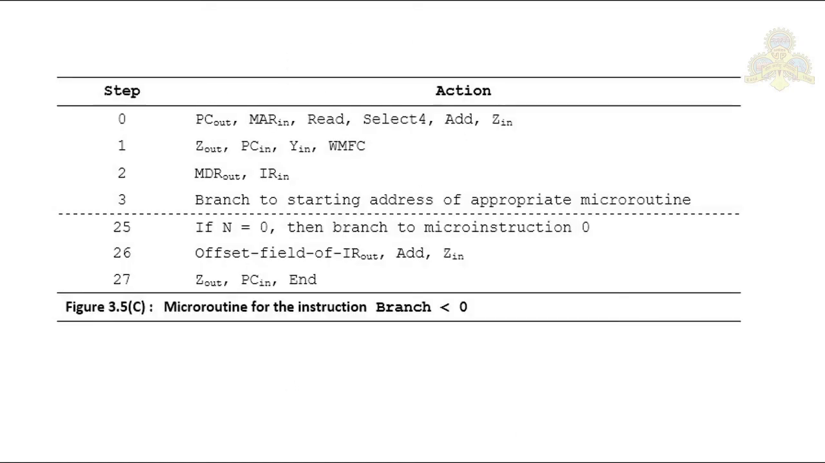Now here is an example. This is a micro routine for the instruction branch less than 0. Let's consider these are the memory addresses 0, 1, 2, 3. The first 3 consist of the instruction fetch phase, that is, the instruction has been fetched and right now it is in the IR. A branch micro instruction transfers control to the corresponding micro routine, which is assumed to be at step 25, or location 25 in the control store.